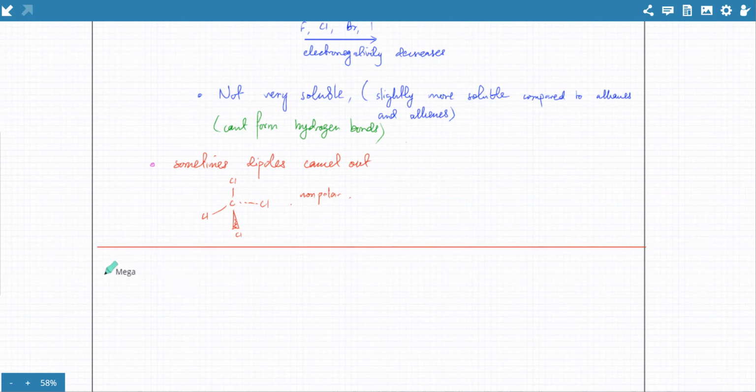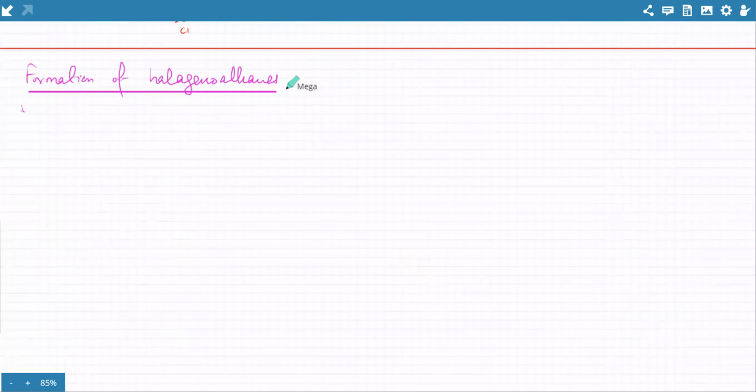So now coming to the reactions, the first thing is how do you form them? Formation of halogenoalkanes. We've already studied a few reactions, and I'm just going to mention them. The first one was the photochemical chlorination or bromination, or you can call it the free radical substitution.